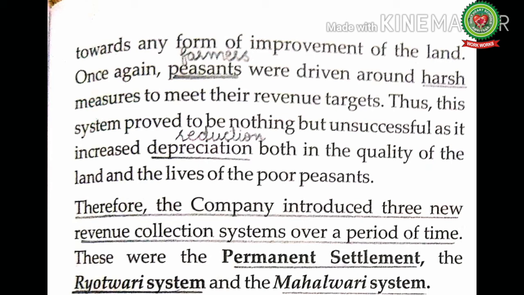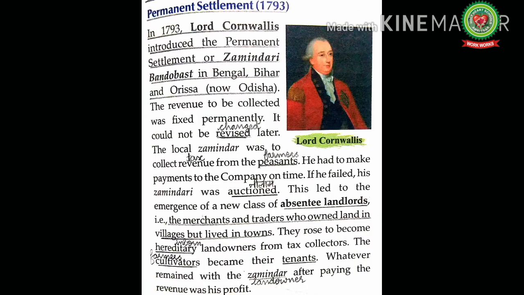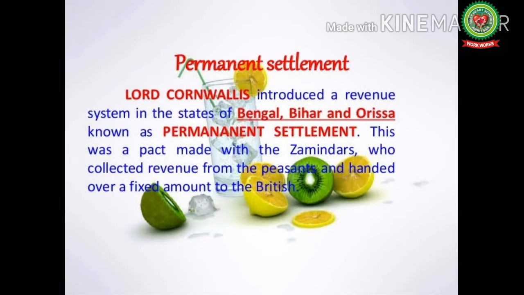Therefore, the company introduced three new revenue collection systems over a period of time. These were the permanent settlement, the Rayotwari system, and the Mahalwari system. Permanent settlement, 1793. But before reading it from the book, let us discuss the main points. Lord Cornwallis introduced a revenue system in the states of Bengal, Bihar, and Odisha known as the permanent settlement. This was a pact or treaty made with the zamindars, who collected revenue from the peasants and handed over a fixed amount to the British.